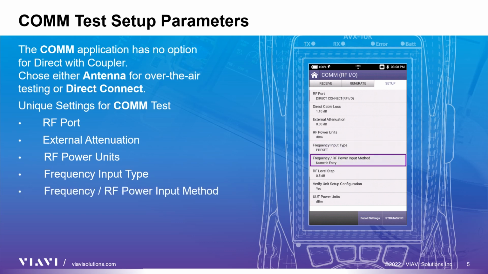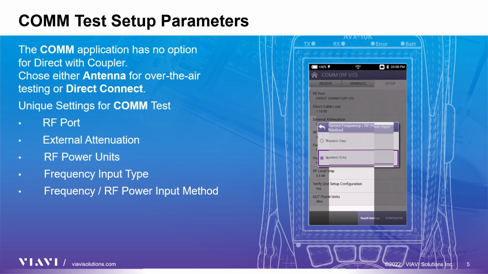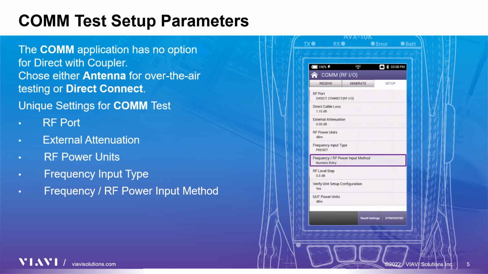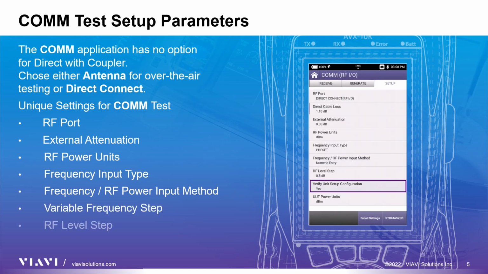The frequency and RF power input method field determines if power selection inputs will be done with numeric steps or numeric entry. Numeric step allows the frequency and RF power fields on the main screen to be adjusted in step values. Numeric entry allows for any value in the defined range to be entered. When numeric entry is selected, the channel frequency and RF level step fields are enabled because clicking in the center of the associated control will bring up the numeric entry screen when you are in this mode.